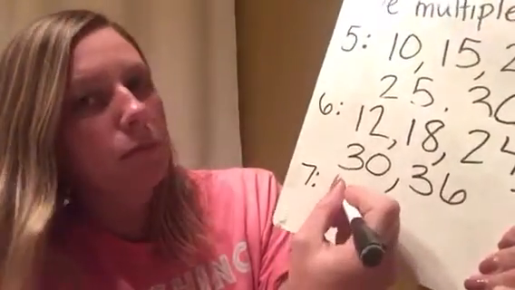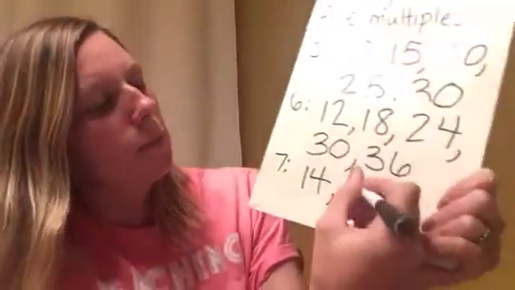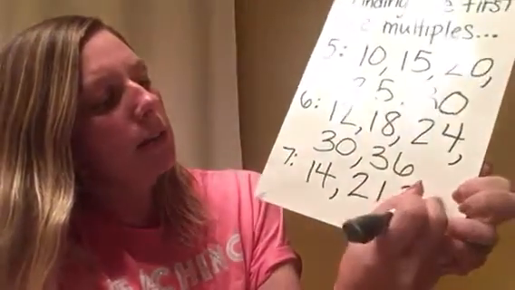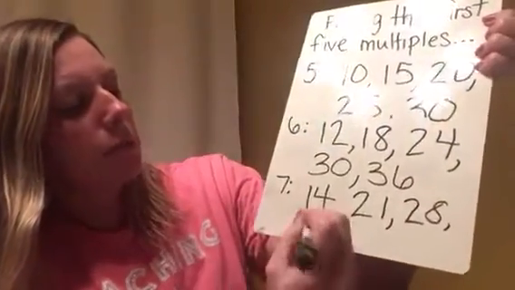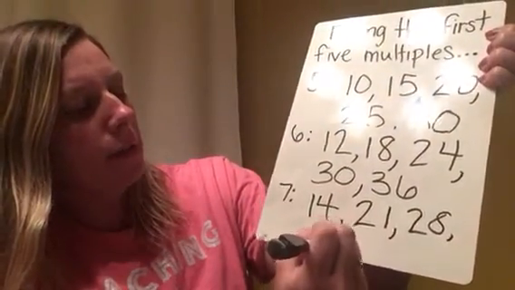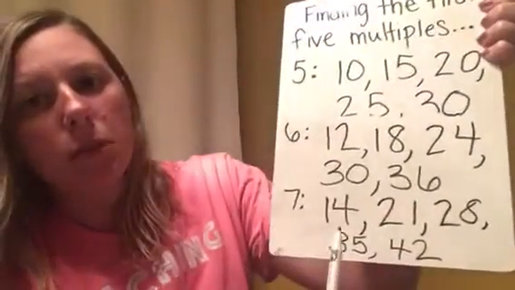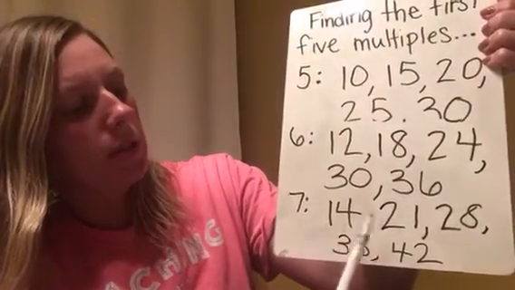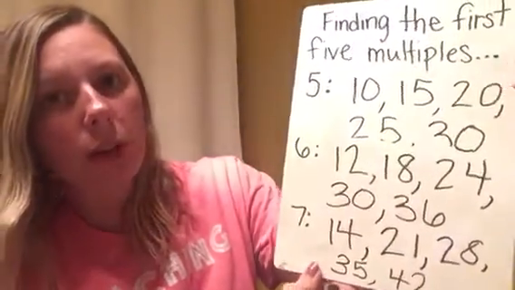Okay, first one's pretty easy. We know 7 goes into 14. The next one would be 21. Then we have 28. And then after 28, our next multiple would be 35 and 42. Okay, so 14, 21, 28, 35, 42. This is 7 times 2, 7 times 3, 7 times 4, 7 times 5, 7 times 6. That's how I found those, okay?